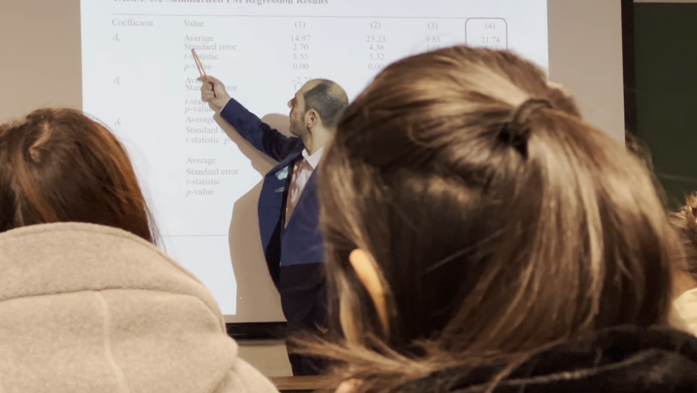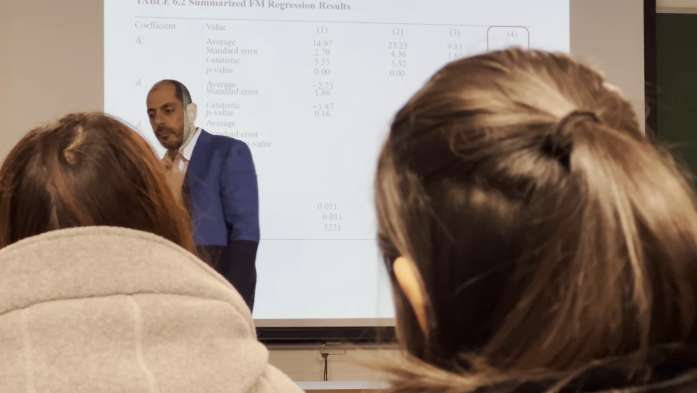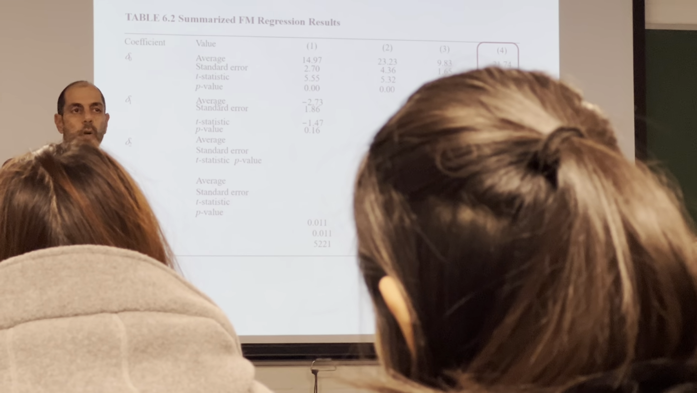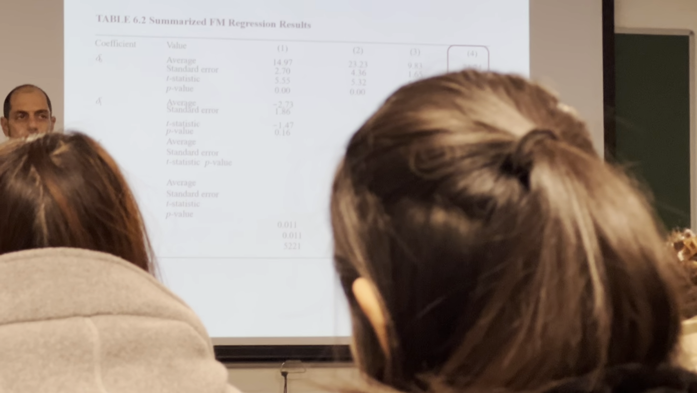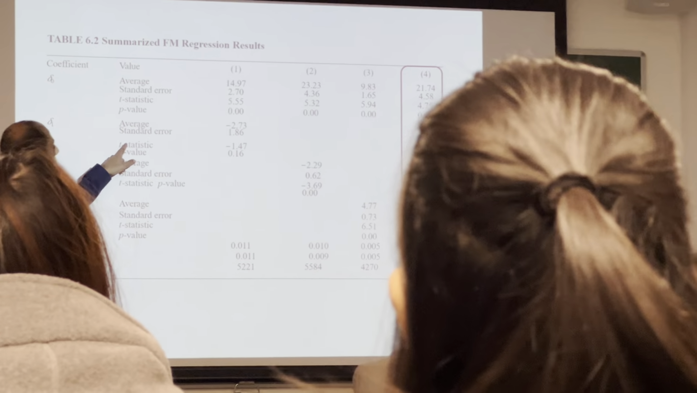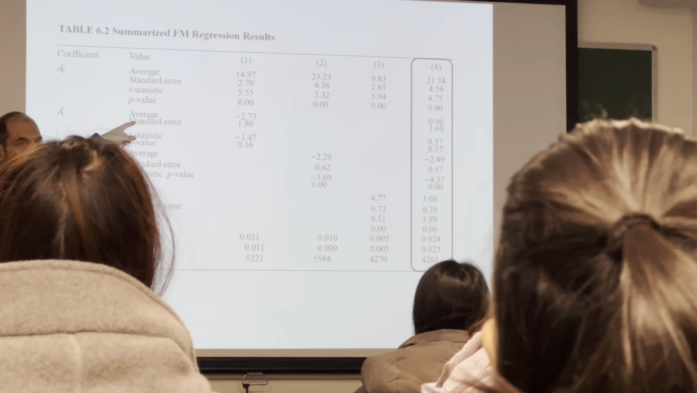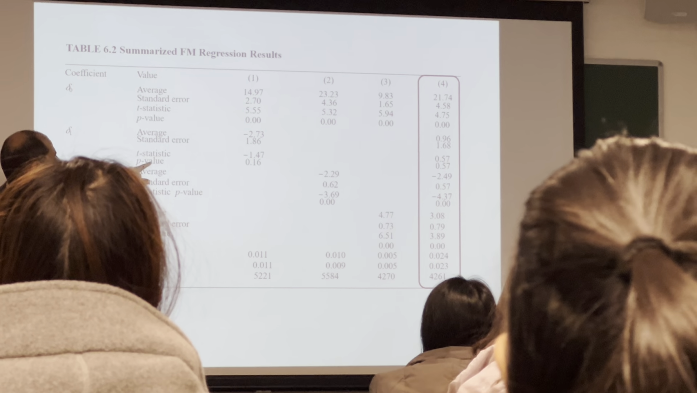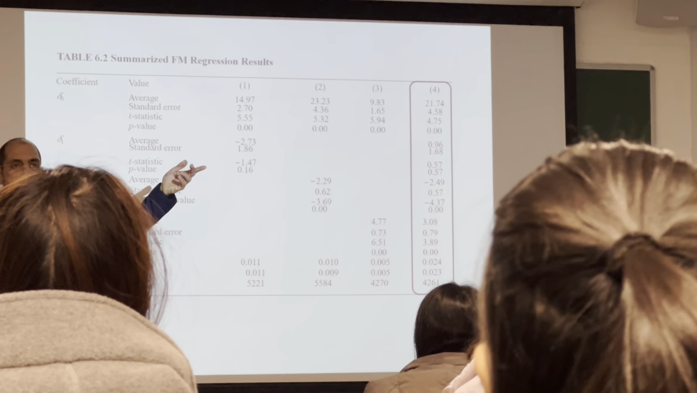Now, what is not straightforward is the standard error, the t-statistic, and the p-value. Remember I said that all of these three provide similar information, right? What is the t-statistic? The t-statistic is the average divided by standard error. And the p-value is the probability of the t-statistic being higher than the critical value.